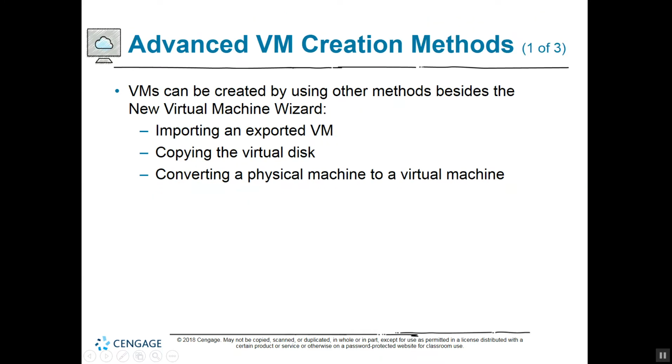Now we've got advanced VM creation methods. VMs can be created using other methods besides the New Virtual Machine Wizard. Now in that menu I pointed to on the right, we can import a VM that's been exported from a different host. We can copy the virtual disk, and we can convert a virtual or a physical machine to a virtual machine.